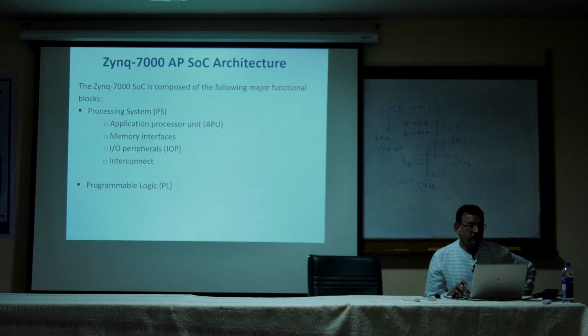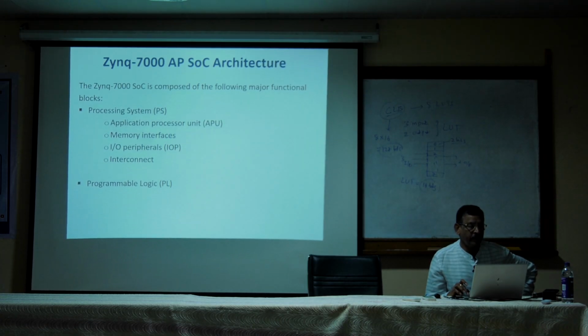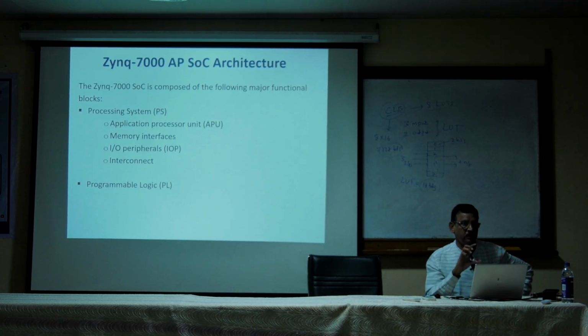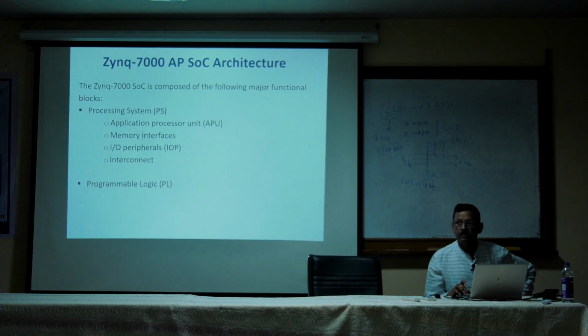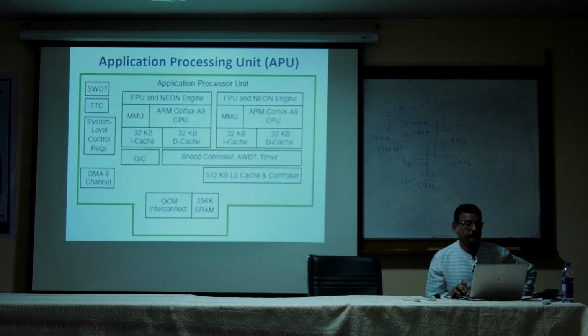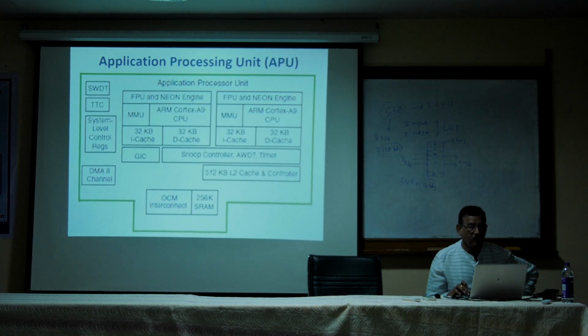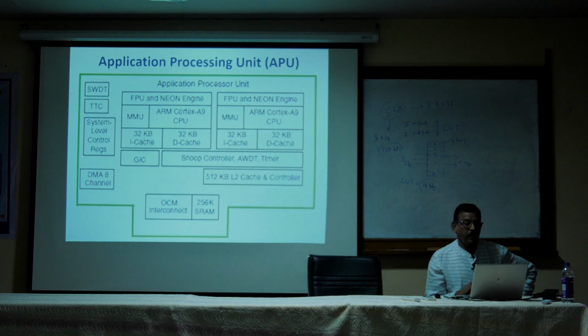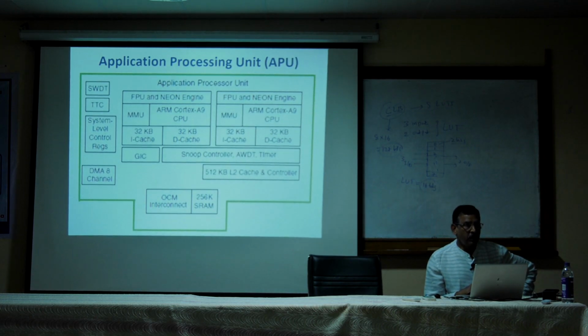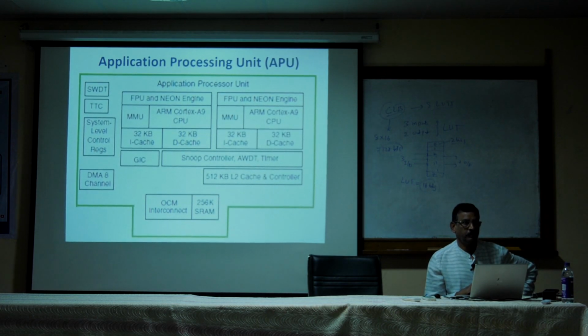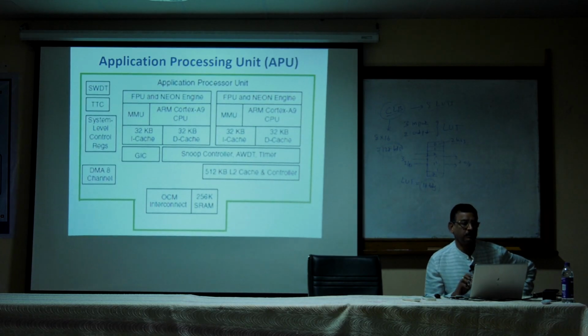So, application processor unit, memory interface, IO peripheral interface, interconnect, that is about the PS, processing system. Programmable logic is PL, PS and PL. Okay. So this is the internal blocks of the processor core, the ARM processor internal blocks.